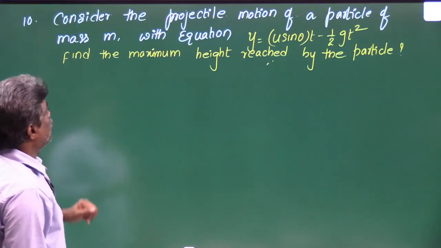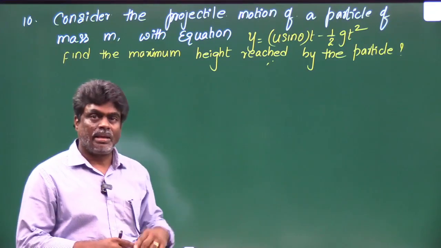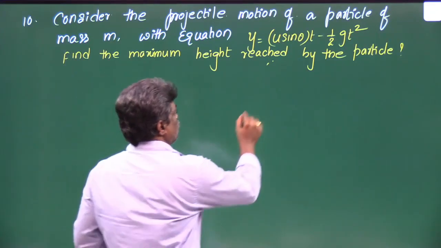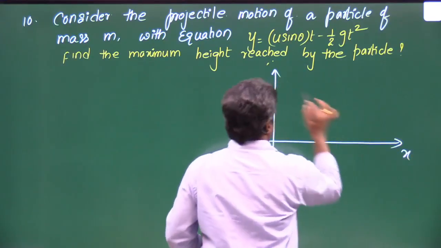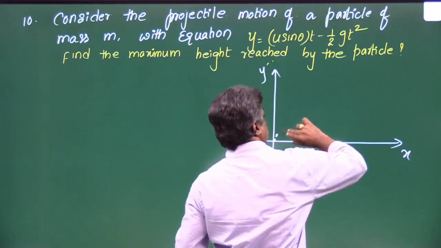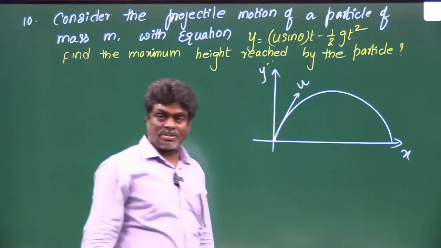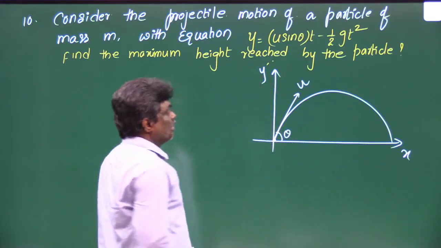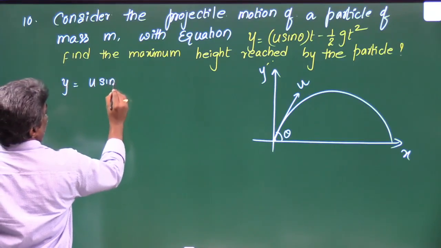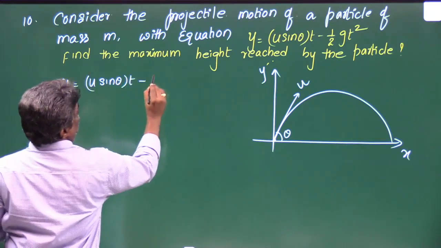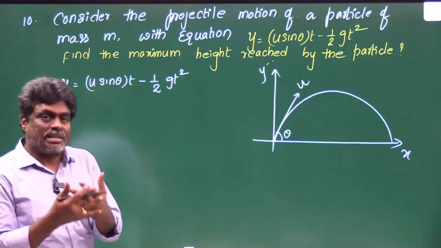And next one, consider the projectile motion of a particle of mass m with equation. Here they have given projectile motion. So I hope you remember from the intermediate. So this is the projectile motion, x and y, and here the body is projected like this with the initial velocity u, something like this, at an angle theta. Now the projectile motion equation is given, y is equal to u sine theta into t minus half g t square. Now it is asking for the maximum height.